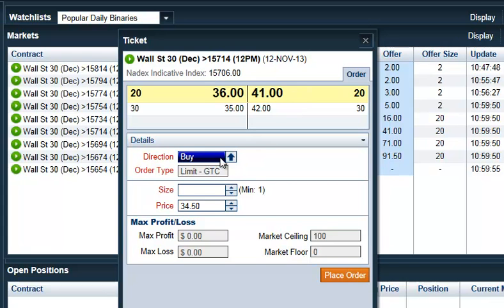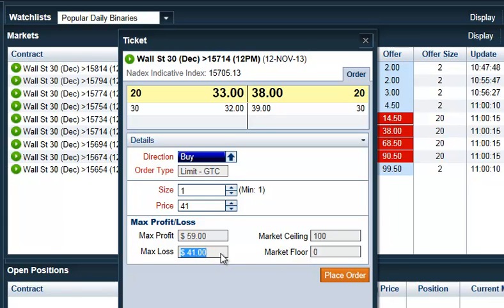So then you would just click on the buy button and the size, and that number is 34 here. I can change it to 41. And then this is the key number that you want to watch for: the maximum loss. The maximum loss is how much is the maximum you can lose on this particular trade. So as of right this minute, it would be $41.